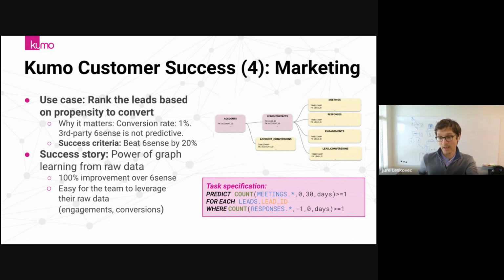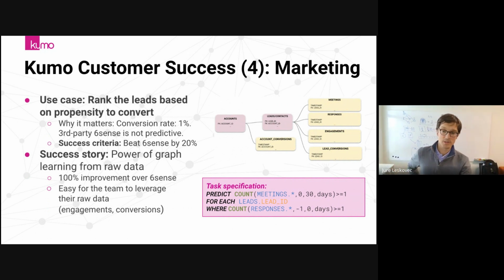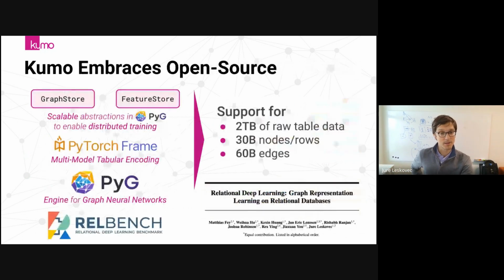And this is a relatively small data set. It's not hundreds of millions of leads, but it's order of thousands of leads. So the GNN technology is extremely versatile. It can be applied on huge graphs and also on relatively small ones.